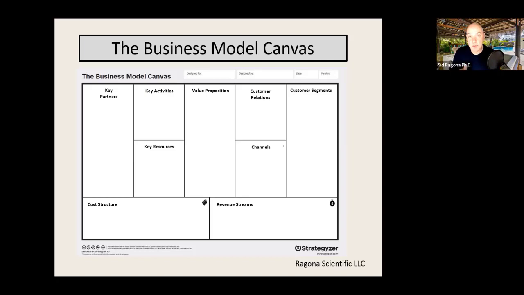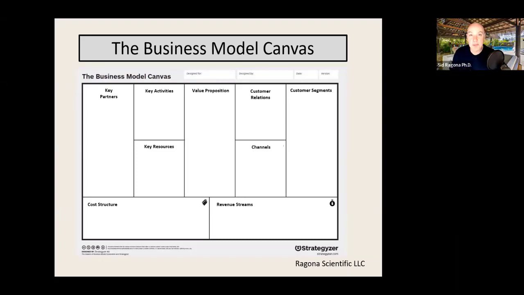What is your value proposition? What problem do you solve? If you don't have a value proposition because you're not solving anybody's problem, you're generally not going to be in business for very long. In fact, you don't have a business if you don't have a value proposition. So we actually start in the middle with the value proposition.